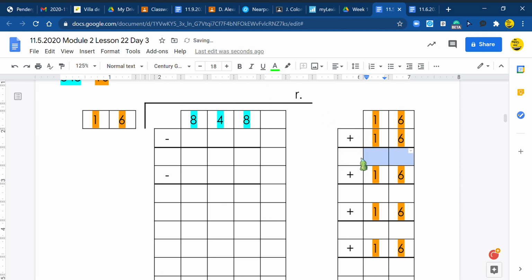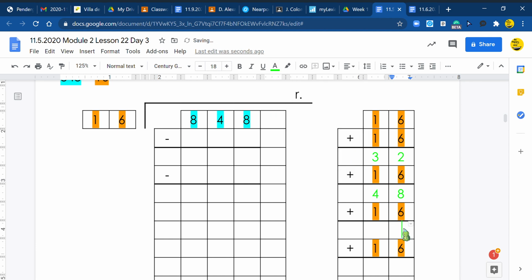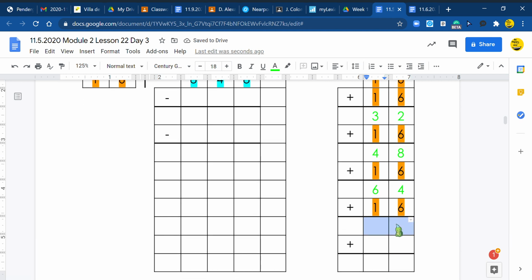I'm going to use green. I know 16 plus 16 is 32. Now I've got to do 32 plus 16. So I do 6 plus 2, which is 8, and 3 plus 1 is 4. I'm going to add up the 48 and the 16. I have 8 plus 6 is 14. 1 plus 4 is 5, plus 1 is 6. And then I'm going to add 64 to the 16.